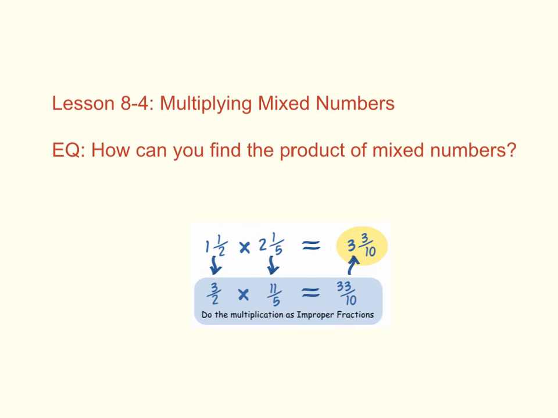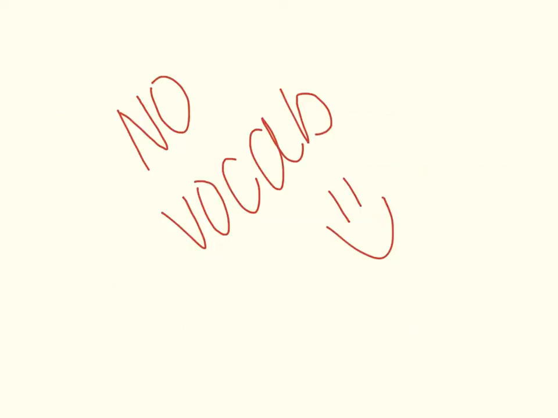This is lesson 8-4, multiplying mixed numbers. Our essential question, how can you find the product of mixed numbers? And what we're going to be doing is changing the mixed numbers to improper fractions, just like it shows in this picture. There's no vocab for this lesson.